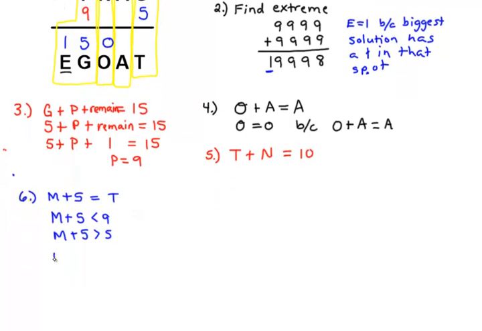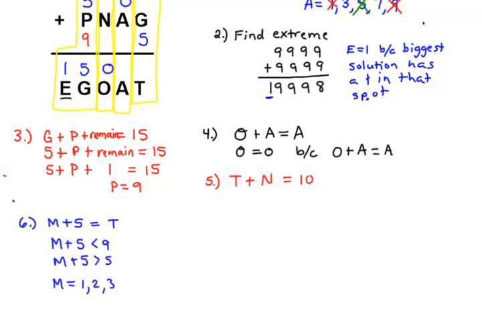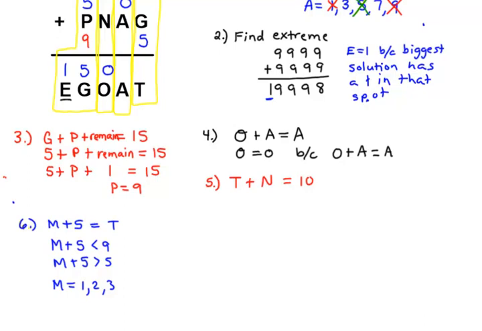So let's write down all the possibilities for m. M can equal 1, 2, or 3, because t can't be 9. Okay, so did we use any of those numbers? Well, we used a 1 already, so let's cross off the 1 because we used it. We didn't use a 2 or a 3.